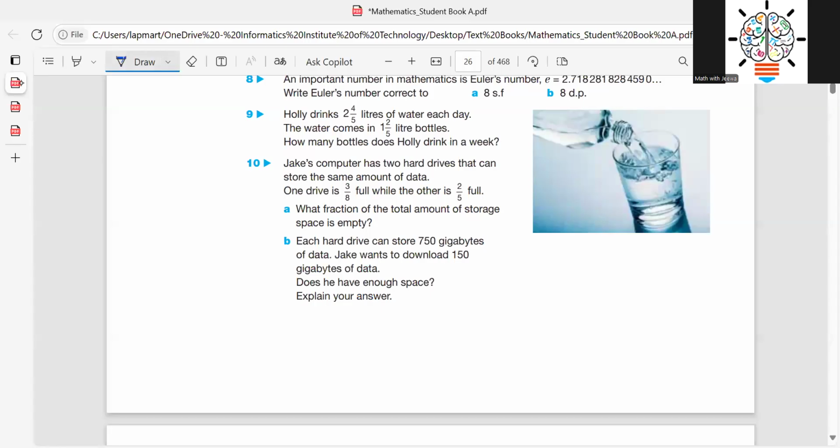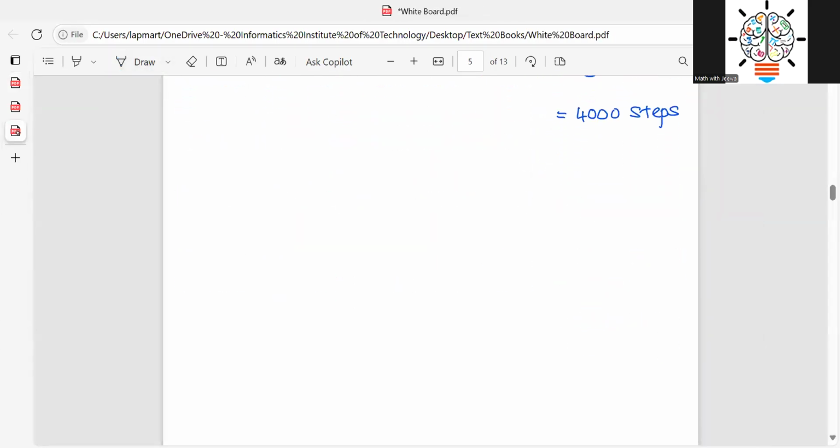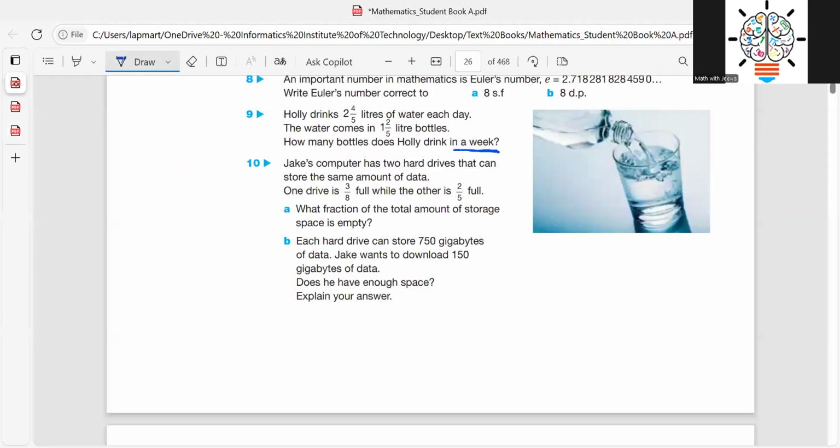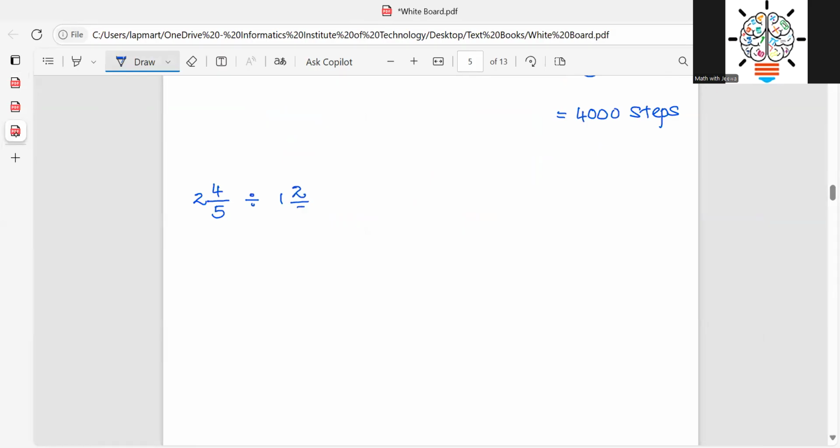per week. If you didn't notice this also, you get a totally different answer. I'll show you how it works. 2 4 over 5, right? So her water intake is 2 4 over 5. And then you want to divide it by 1 2 over 5, because that's the content of the bottle. Here it is 14 over 5, and then divide by 7 over 5. So it gives me 14 over 5 multiplied by 5 over 7. 5 and 5 cancelled, and 7 times 1, 7 times 2.